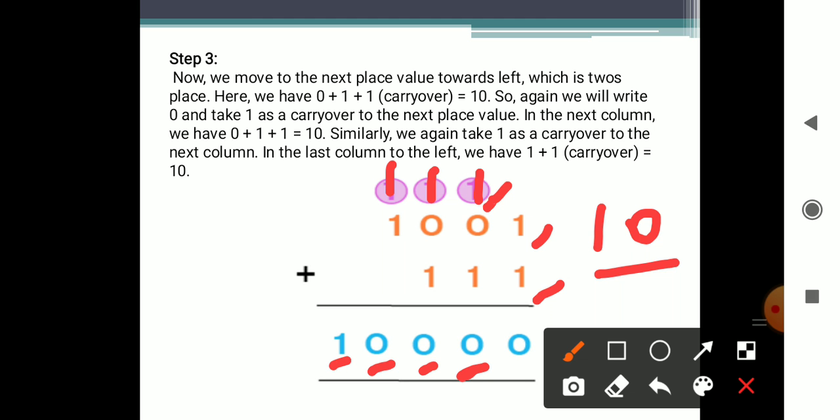Again 1 plus 0 results in 1, then 1 plus 1 gives 1 0 as the result, 0 is the result with 1 carryover. In the last column, 1 plus 1 equals 0 as the result and 1 as the carryover. As there is nothing left with the numbers for addition, we must write 1 here in the result. So we get the result as 1 0 0 0 0 when we add 1 0 0 1 with 1 1 1.